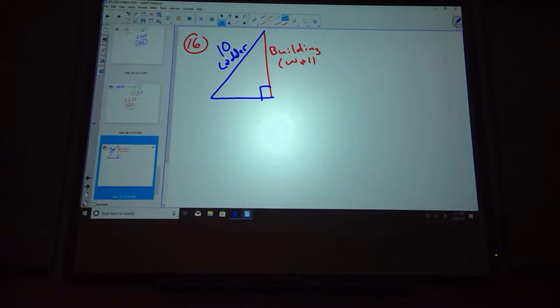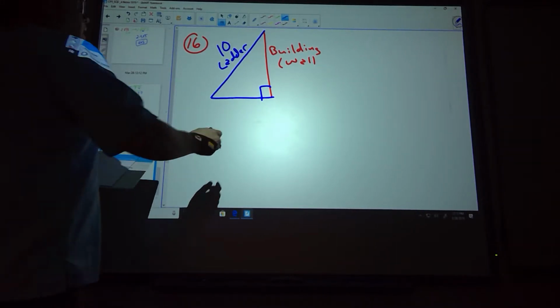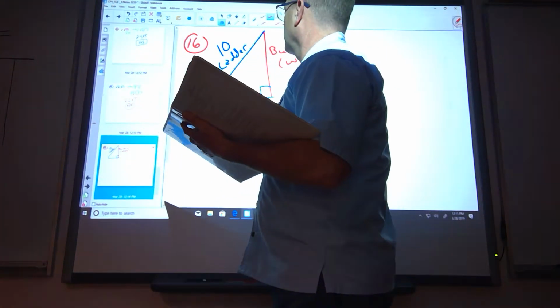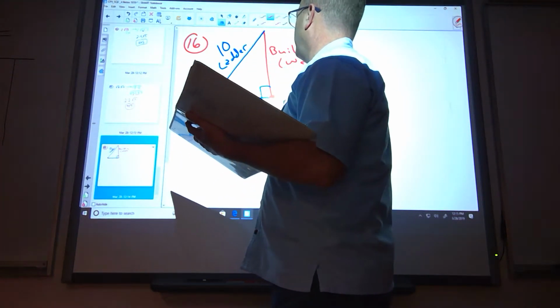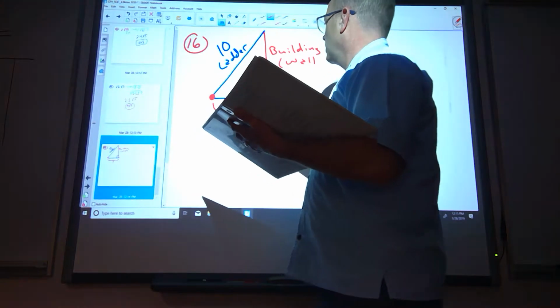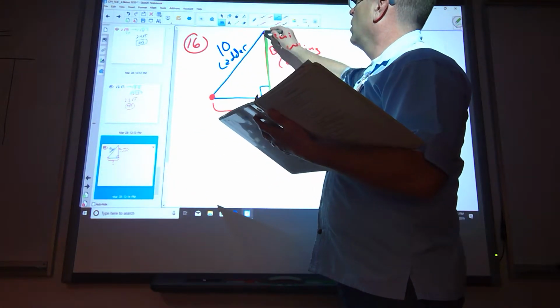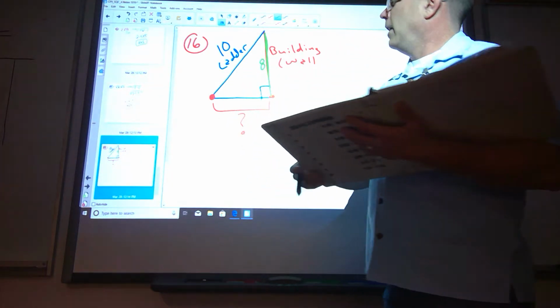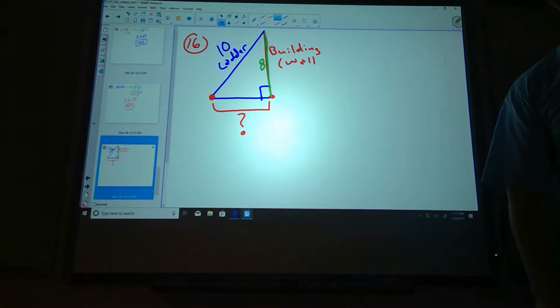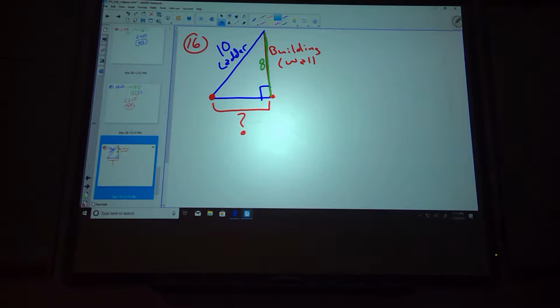What else do we know? How far is the bottom of the ladder from the wall? So how far is this? If they told us that this right here was 8 tall. Now, sometimes when you look at that, people are like, how can you have a 10-foot ladder and then you have an 8-foot wall? Well, it's leaning against it. So it's not quite as tall. It tilted over, right?